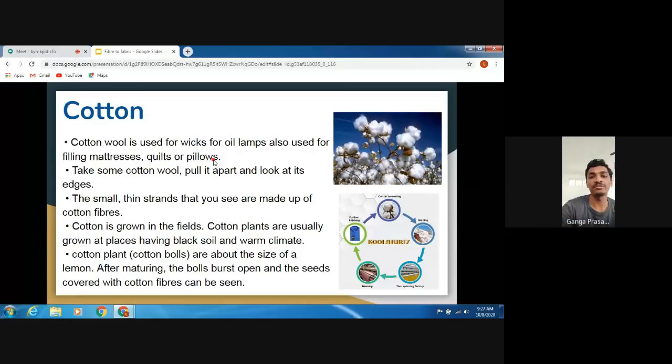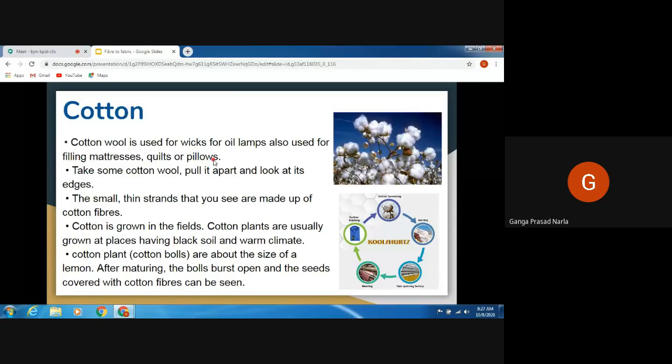Okay, turn off your videos, and if you get it, that's very well. Otherwise, try at home. Okay, thank you. So cotton wool is used for wicks for oil lamps, and also used for filling mattresses and pillows. Take some cotton wool and pull it. If you want to show the cotton thread, you can turn on your videos.